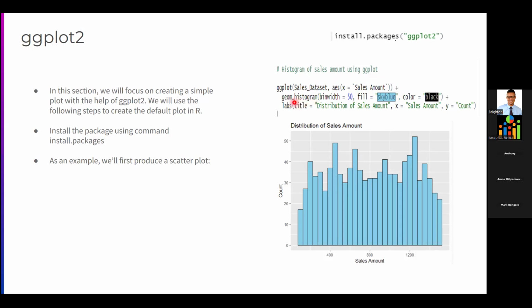For a scatterplot, you will have geom_scatterplot and other functions. You just need to change the histogram to scatterplot or box plot or any other visual that you want to create. So this is the one that creates a histogram. And we are telling it that we want the histogram to have a bin width of 50.